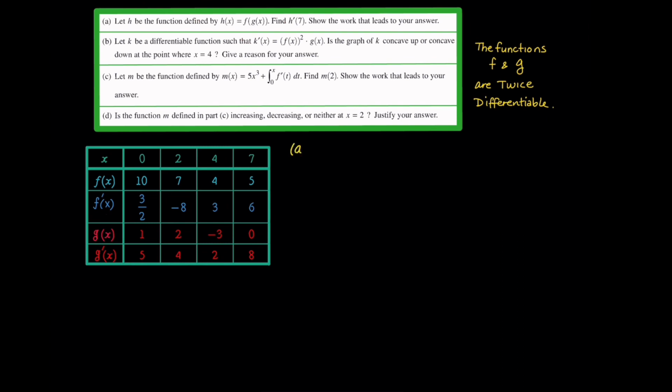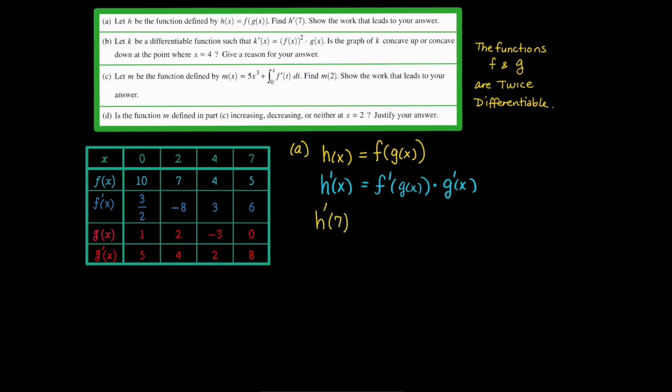To compute the derivative of h, we need to use the chain rule. We'll take the derivative of f with respect to g multiplied by the derivative of g with respect to x. Now plugging in 7 into x, we get f prime of g of 7 multiplied by g prime of 7.